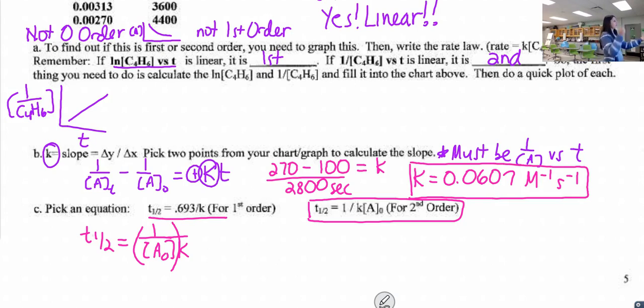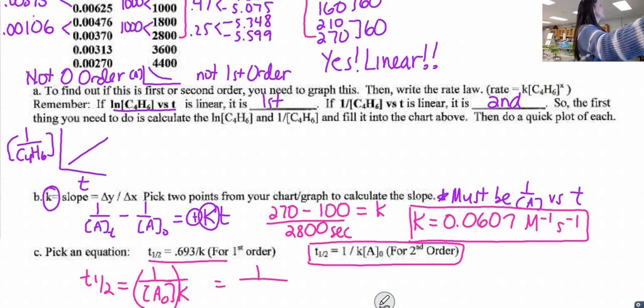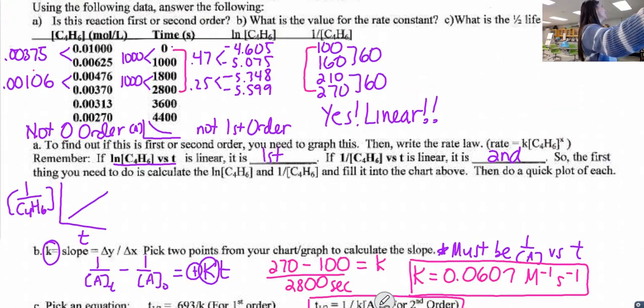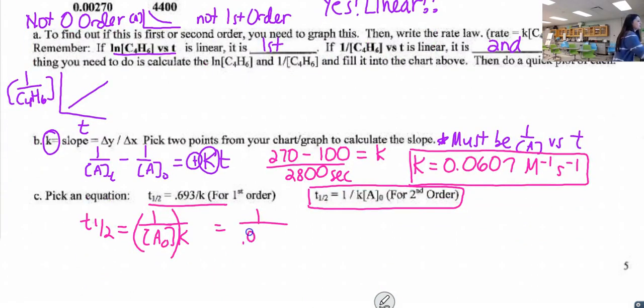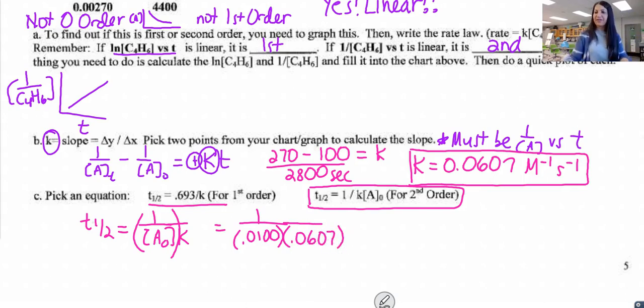So let's just fill this in. We know we're looking for the half-life, and so I'm going to do 1 divided by my original concentration. I have to take a look up here to see what my original concentration was. At time 0, it was 0.01 molar, so I'm going to do 0.0100 molar. Then I'm going to divide it by the k. We already figured that out in part B, and it was 0.0607. Then all I'm going to do is divide these two numbers.